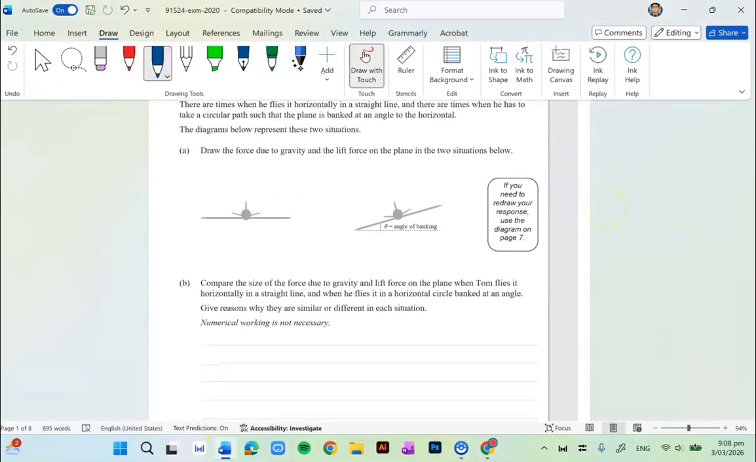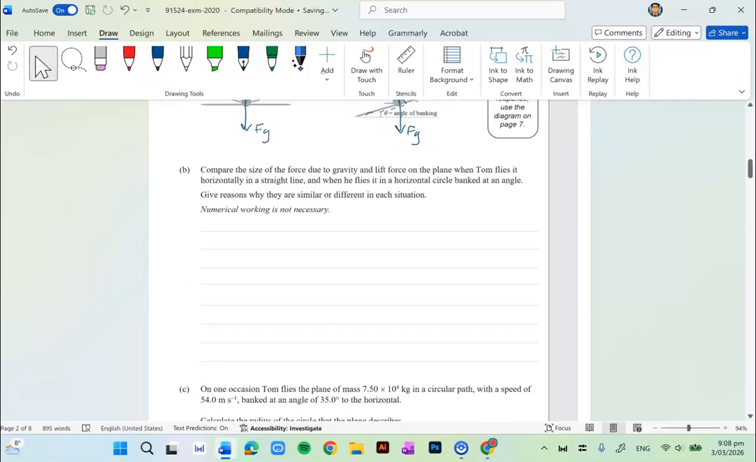Question 1. Draw the force due to gravity and lift force on the plane in the two situations below. Well, Fg is just going to be the exact same no matter what. Lift force is going to be here on this one, Fl, and that's going to be the same size and opposite direction. However, here, because it's on the angle, it's going to be at a right angle to the slope, okay? So that's part A done, hopefully.